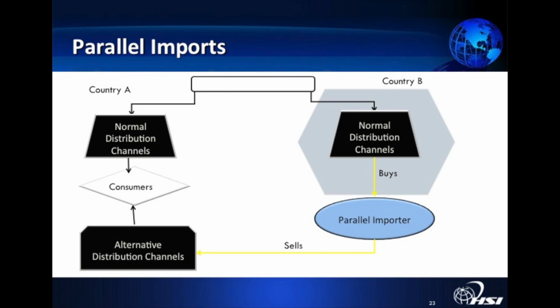Should I be selling my product at the same price in Japan as I do in China, or Brazil as I do in Spain? Well, if you do have different prices, as you can see by this model here, entrepreneurs will often buy the goods in the country with the lowest price and then sell them in the country with the higher price. In order to do that, they buy the good from the normal distribution channel, but sell through an alternative channel of distribution that is not normally a channel the company might use.